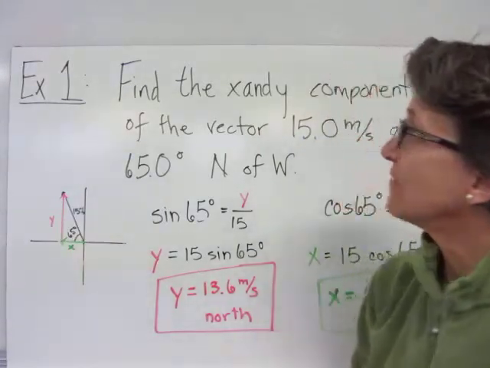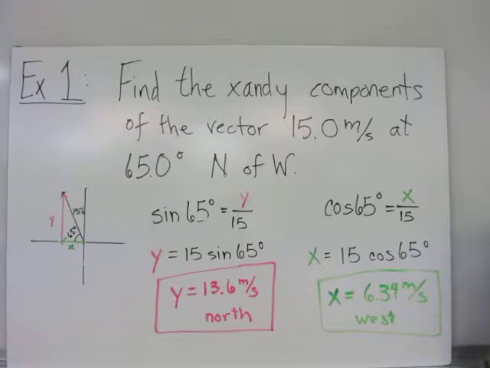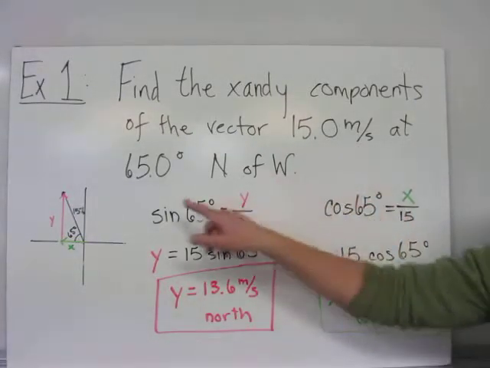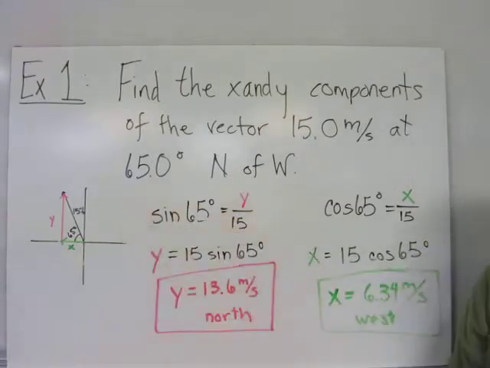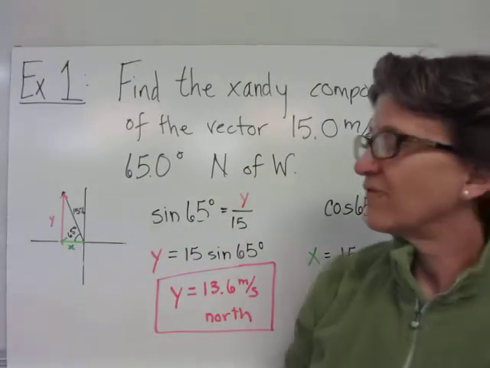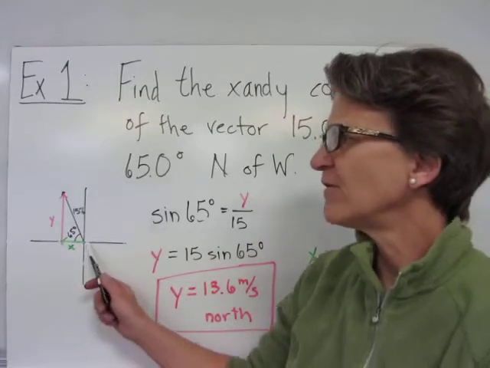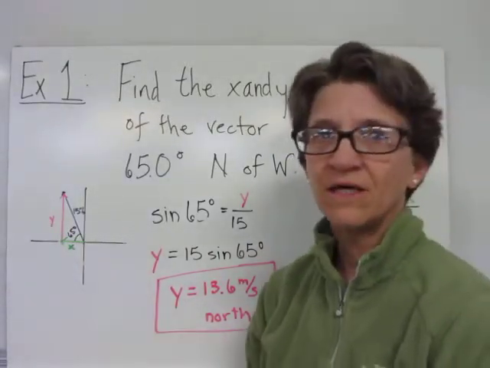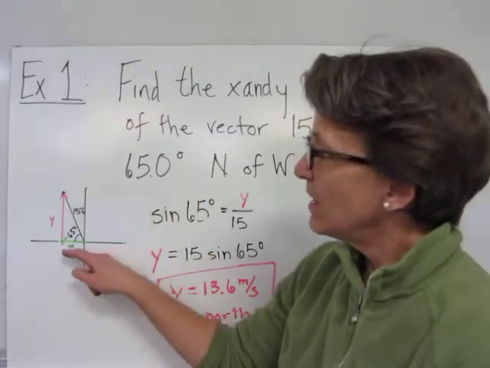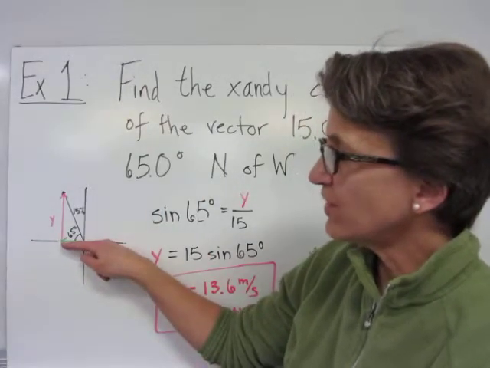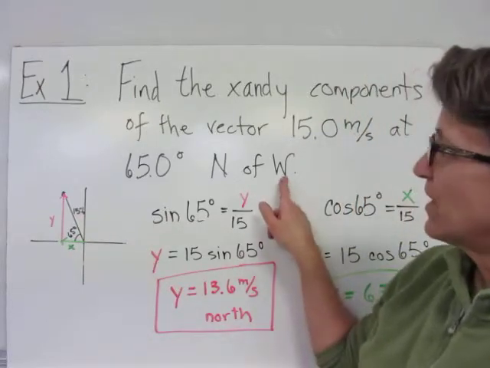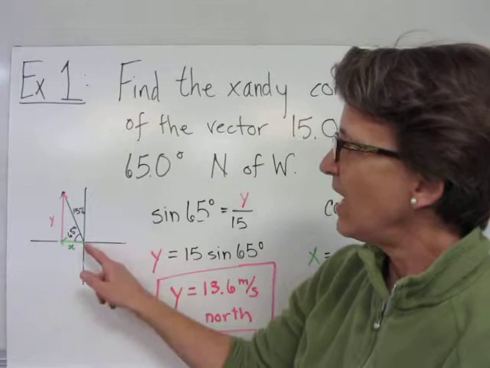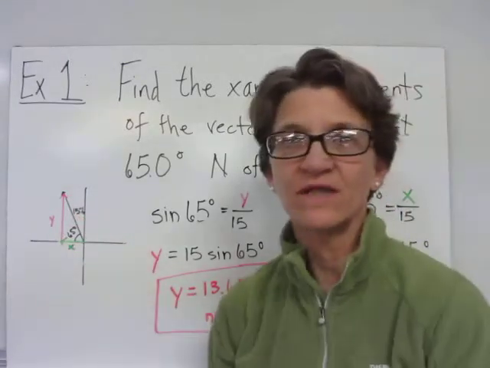In our first example, it says, find the x and y components of the vector 15 meters per second at 65 degrees north of west. So I've drawn a scale diagram, and you don't actually have to measure it out, but you do want it to truly represent your problem. 65 degrees north of west, so start at west and take 65 degrees towards the north, and then there's my resultant of length 15.